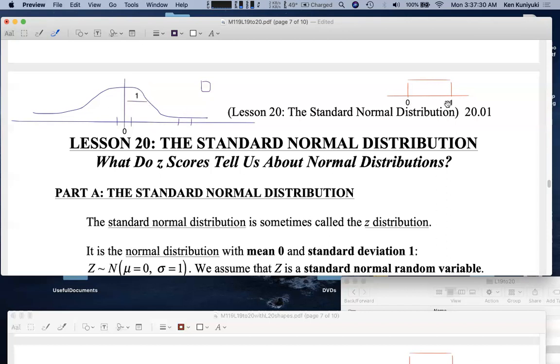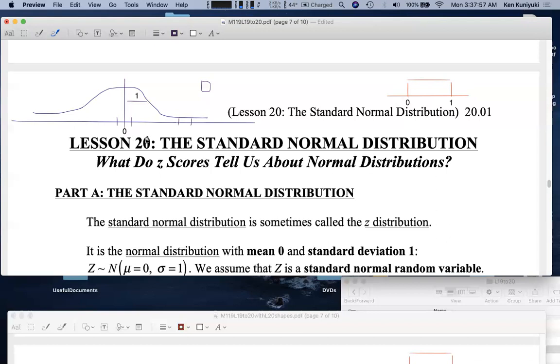Whereas for our old school continuous distribution, from 0 to 1, let's say, it was nice and evenly spread out. The probability mass was nice and evenly spread out between 0 and 1, or in general, from A to B. So before, we talked about these continuous uniform distributions, especially the one from 0 to 1. Now we're going to talk about this standard normal distribution.